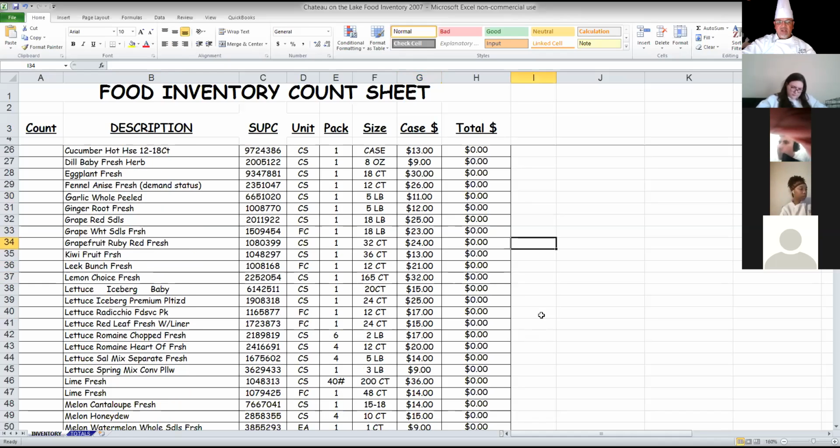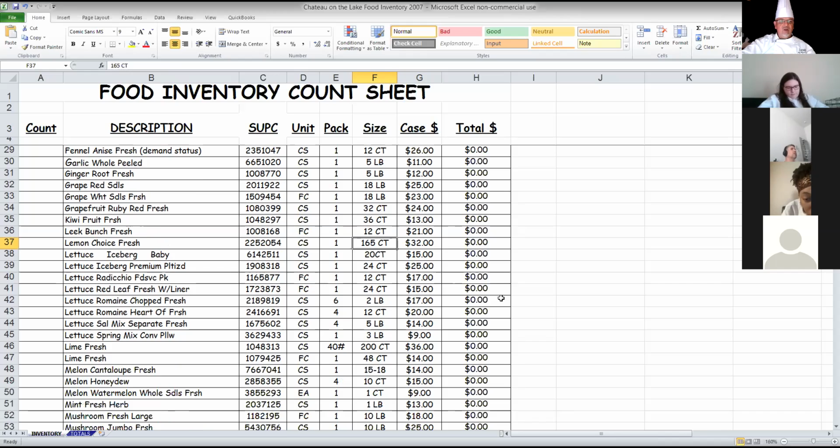Grapes, grapefruit, kiwis, lemons. Let's say you have a lemon recipe, $32 a case. How many come in a case? 1 case equals 165 lemons. So you take 32 divided by 165. That is how much 1 lemon costs you.